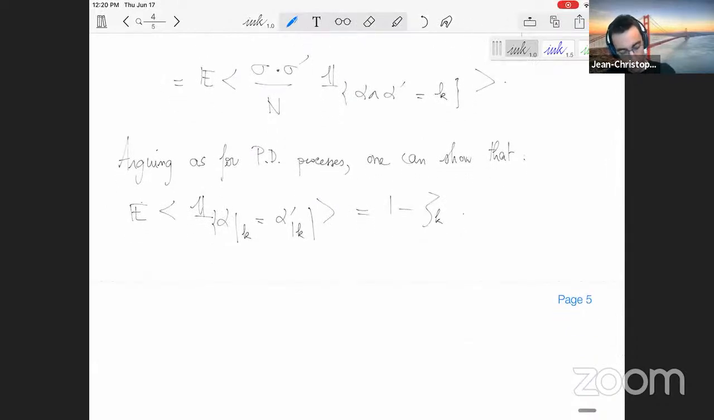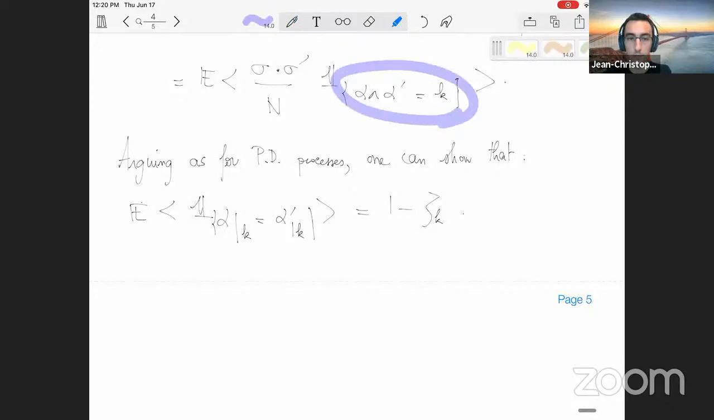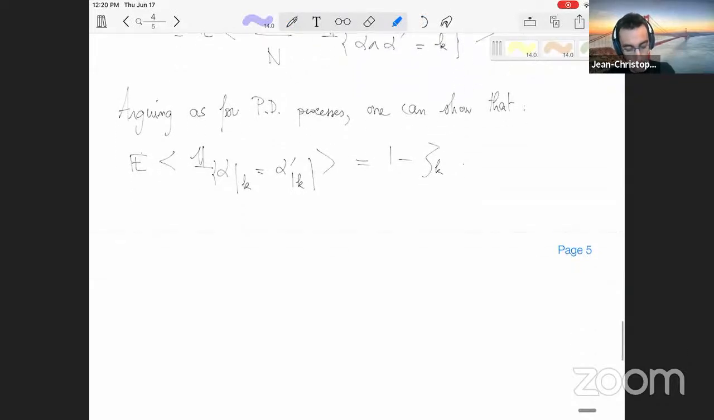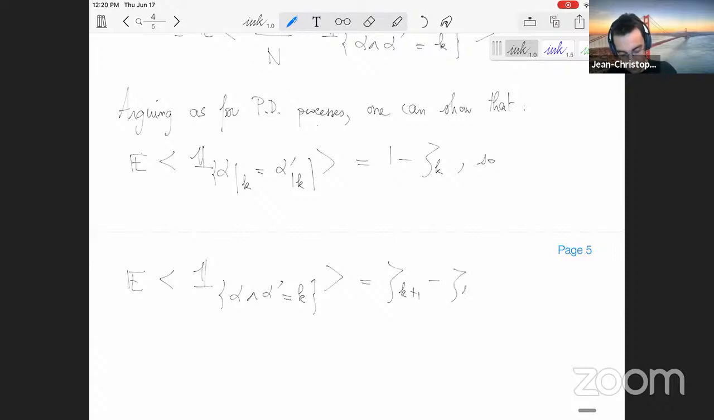Perhaps it's more convenient to rewrite this expression in terms of the probability of alpha wedge alpha prime being equal to k. For this, I need to just subtract the same expression, but with k replaced by k plus 1, as we just discussed. So I claim that this is zeta k plus 1 minus zeta k.